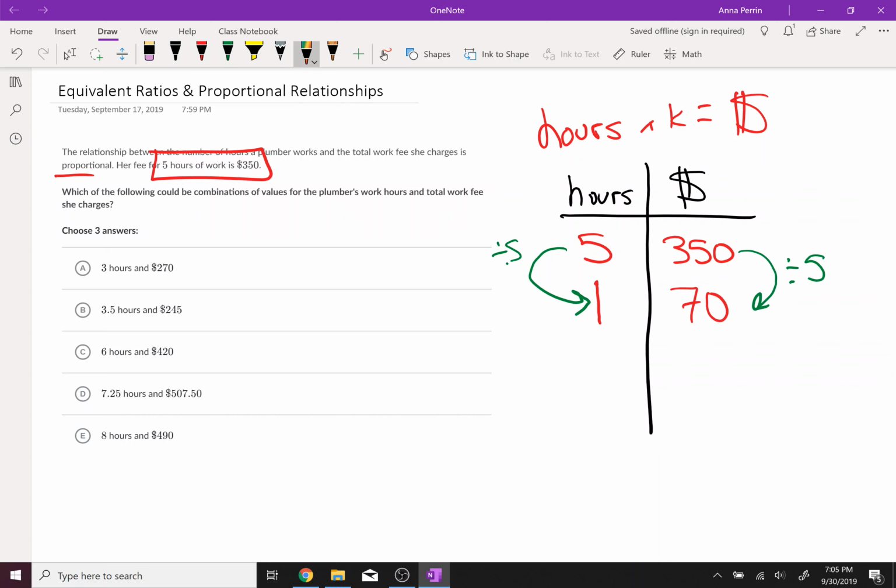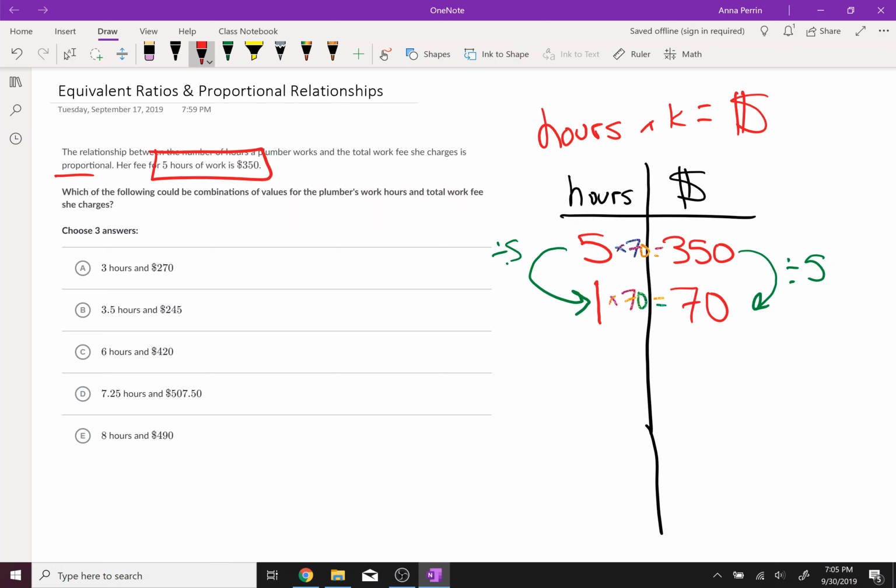This tells me that my multiplier in my table is going to be 70 because I know for certain that 1 times 70 is 70, and I can check that here: 5 times 70 is 350. So now to figure out any of my other values in my table, all I need to do is see if they follow that exact same rule. So I'm going to go ahead and extend our table and add some of them in.